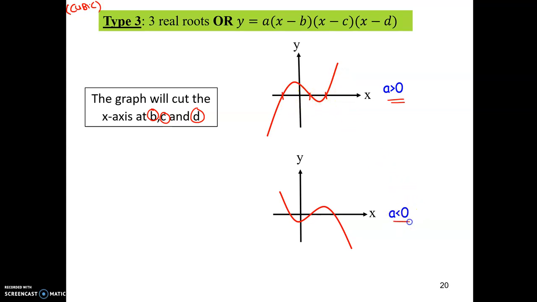So this is a less than 0. So we start from the left hand side. We must cut at 3 points. So let us go to the first example.